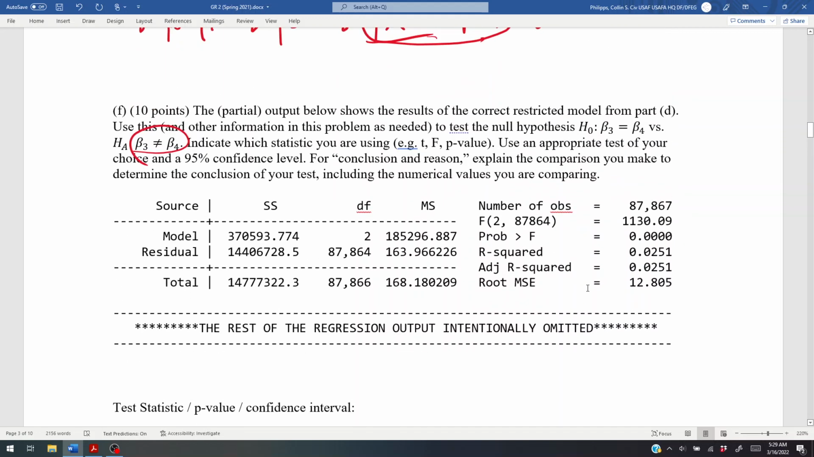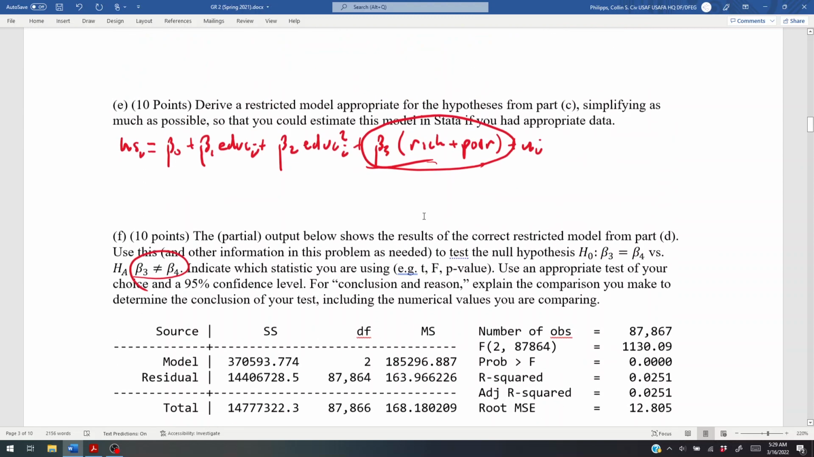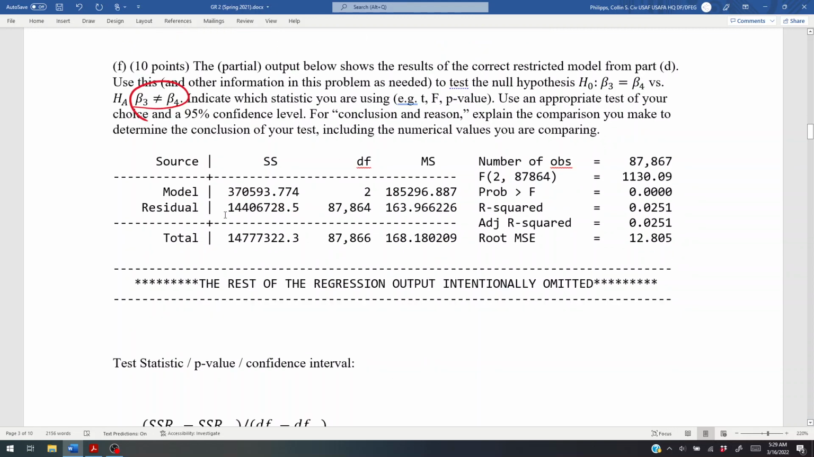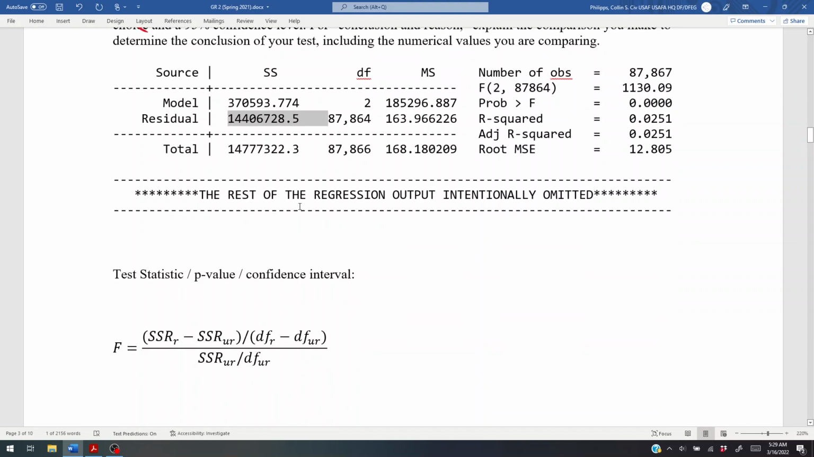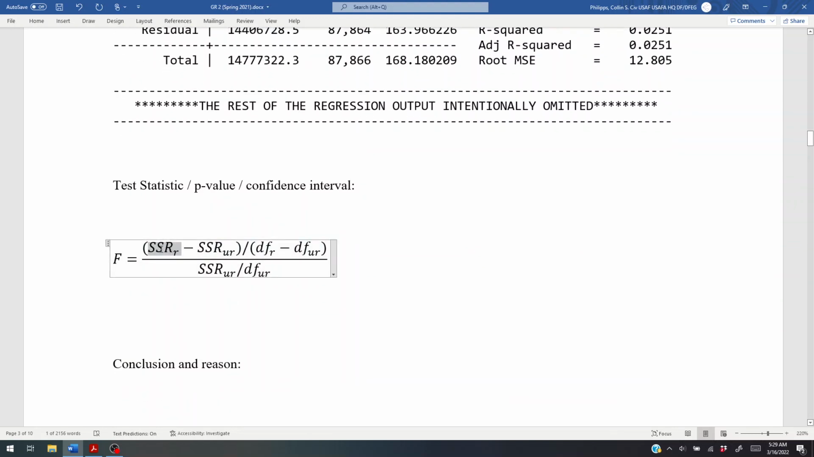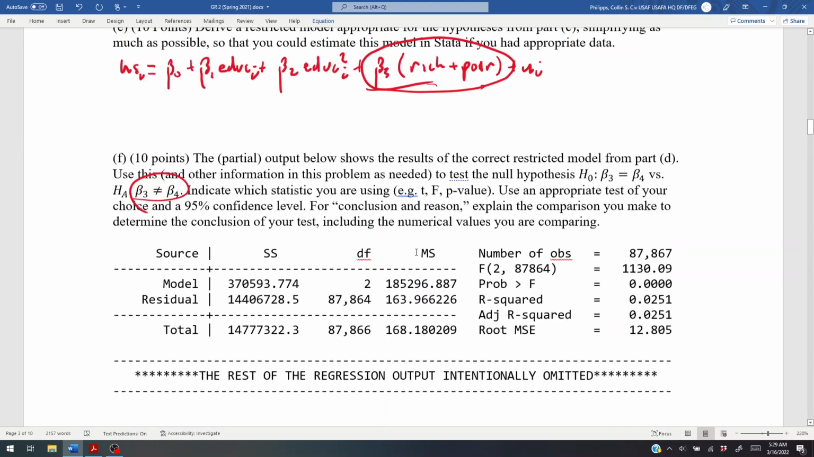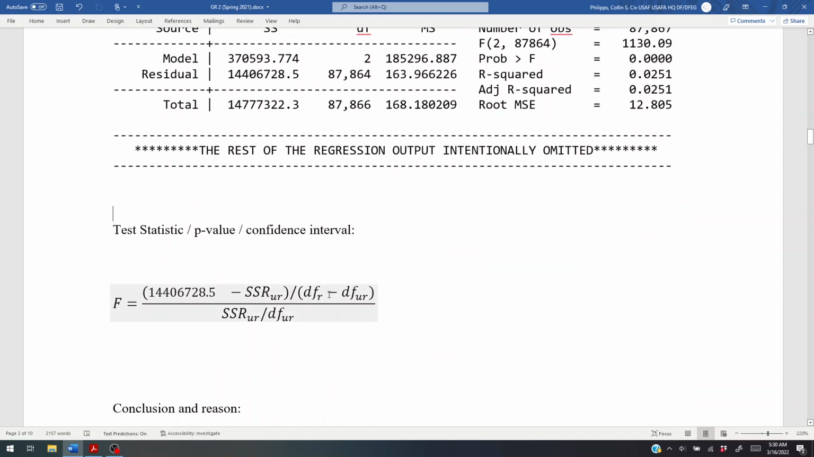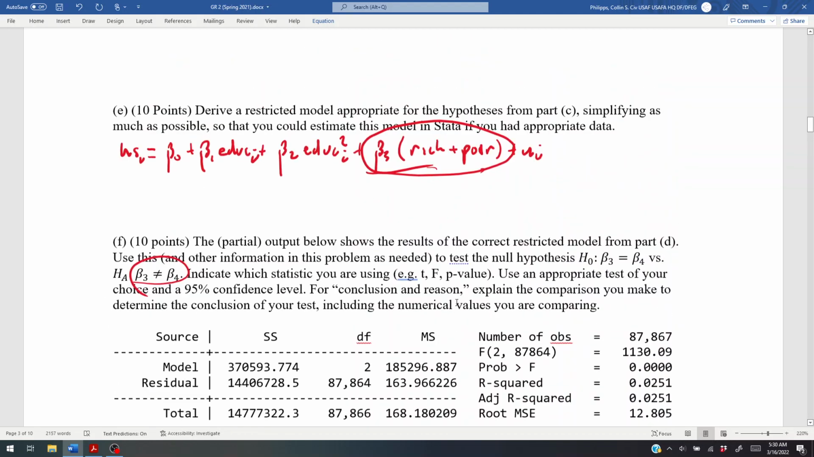This is the regression output from the model where I forced rich and poor to have the same coefficient. So what I've got here is a sum of squared residuals from a restricted model. Okay. Let's go back and see. Oh, wait. Degrees of freedom, right there. Degrees of freedom in the restricted model. Remember, degrees of freedom is the number of observations minus the number of coefficients in the model. So let's plug that right there.